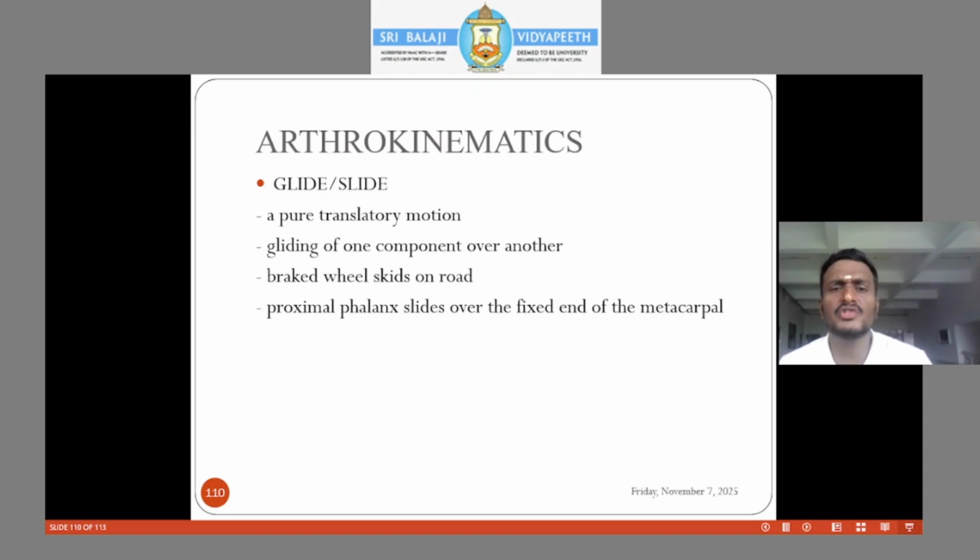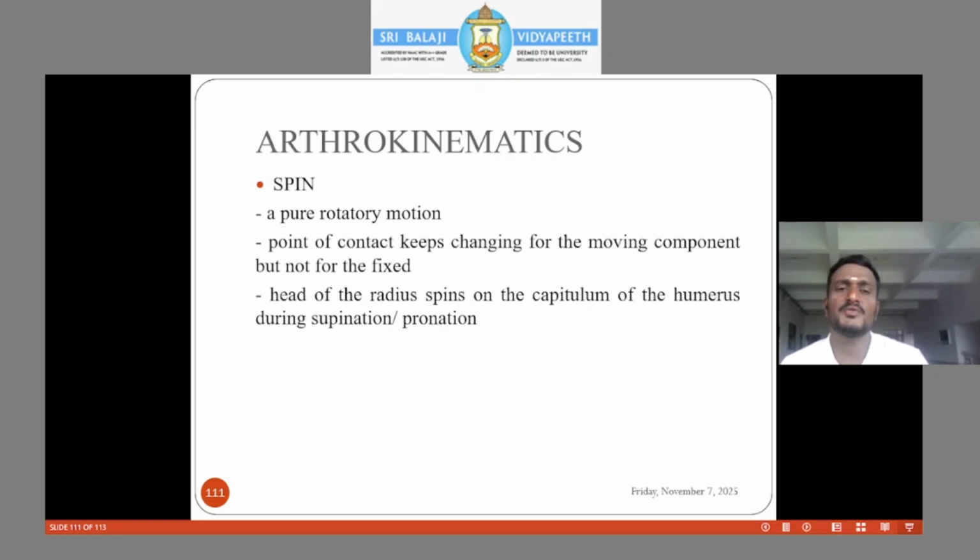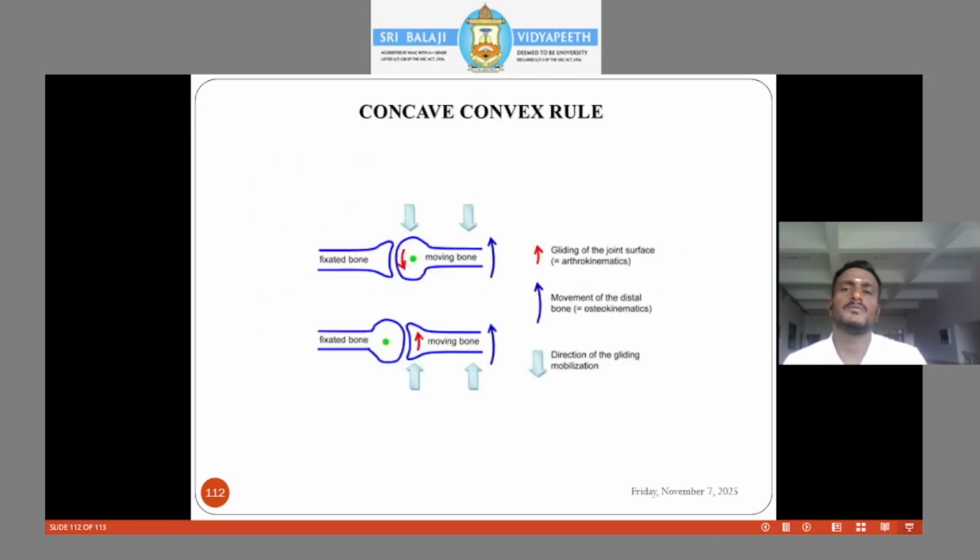Glide is a pure translatory motion, gliding of one component over another, like a braking wheel skidding on the road. So that is a glide, another arthrokinematic motion. Spin is a rotatory motion, spinning, where the point of contact keeps changing on the moving component. So it spins. Next is the convex-concave rule, which is very, very important.